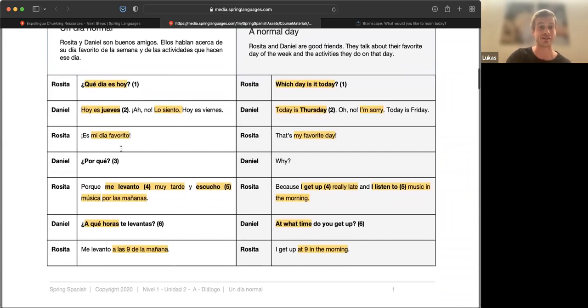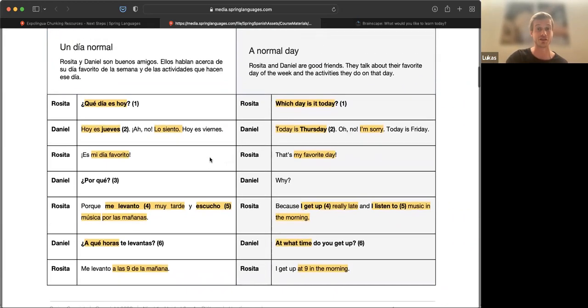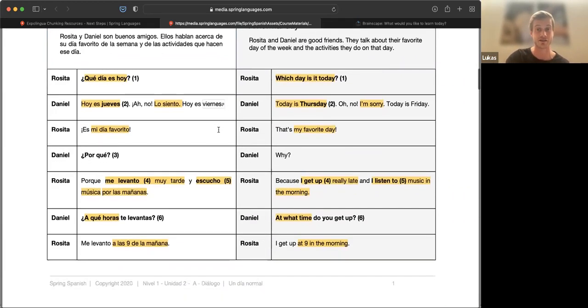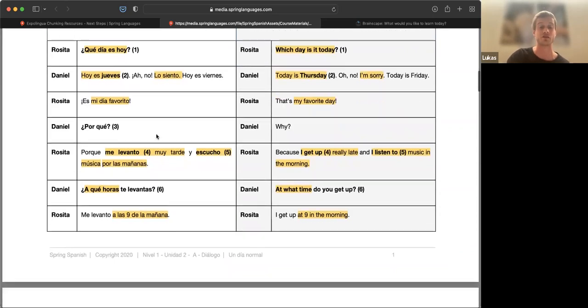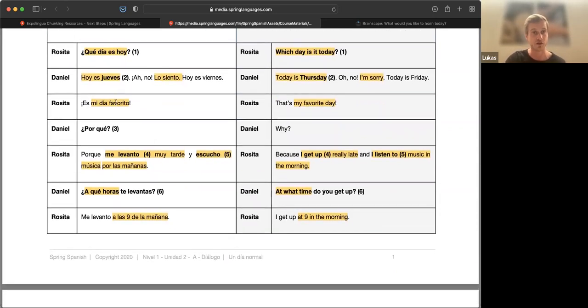Step two then is to make an active effort to find these chunks. What I usually do is add a parallel translation, so you can see both and compare English and Spanish. I'll just go through a couple of examples of chunks because we don't have that much time anymore. Here, for example, hoy es jueves, today is Thursday. Ah, no, lo siento, hoy es viernes.